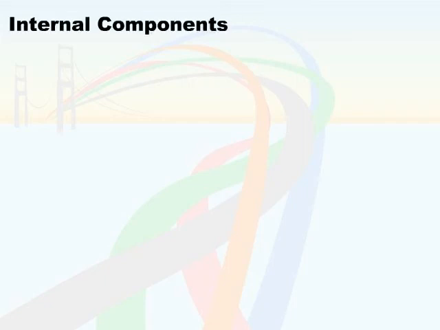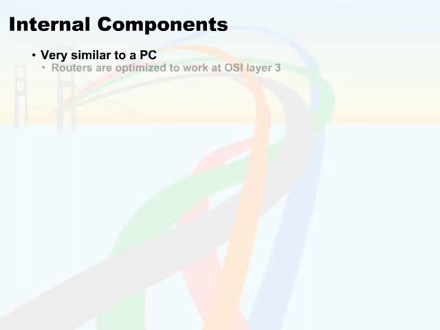The internal router components are actually quite straightforward. If you took apart some of the routers, you'd look at them like a PC, and that's effectively what it is. It has a processor, it has RAM just like a PC. The big difference, though, is that routers are optimized to do things at layer 3 of the OSI model, whereas a PC does things at layer 1 through 7. So effectively, we're dealing with a very specialized device, but many of the components are going to be the same.